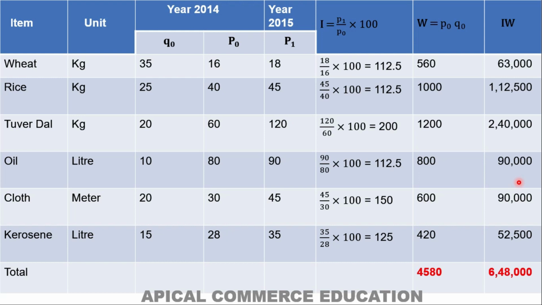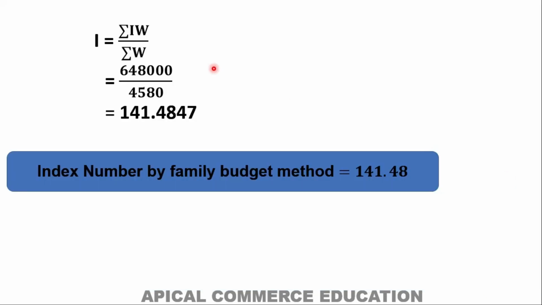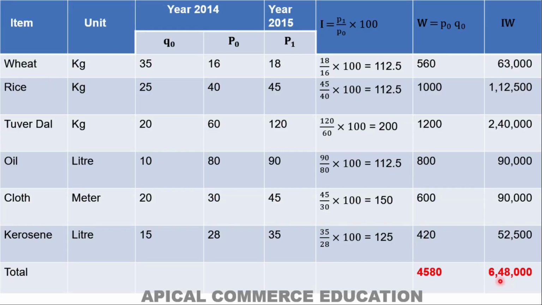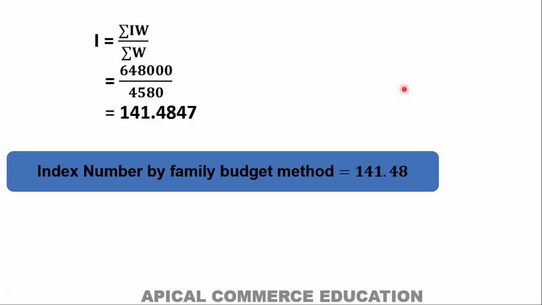Now, we will substitute these values in the formula. Index number is equal to sigma IW upon sigma W. So, we have already calculated sigma IW as 6,48,000 and sigma W as 4580. So, 6,48,000 upon 4580 will give us 141.4847. The index number by the family budget method is equal to 141.48.